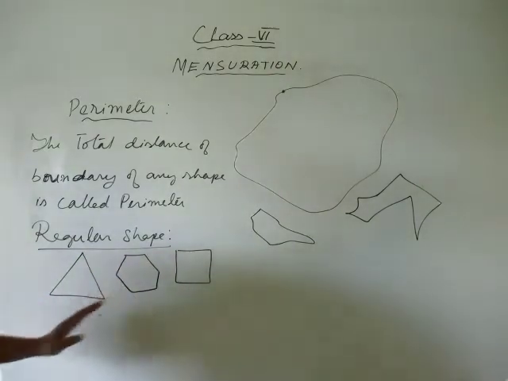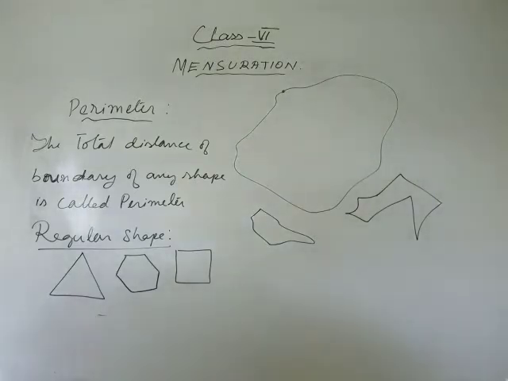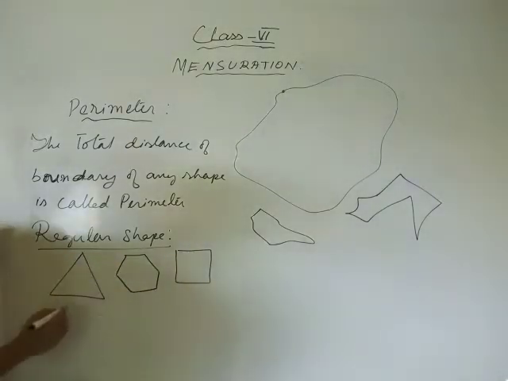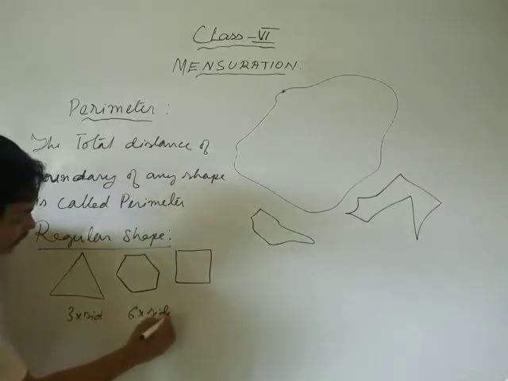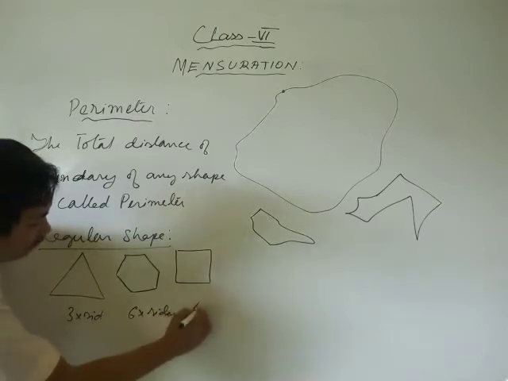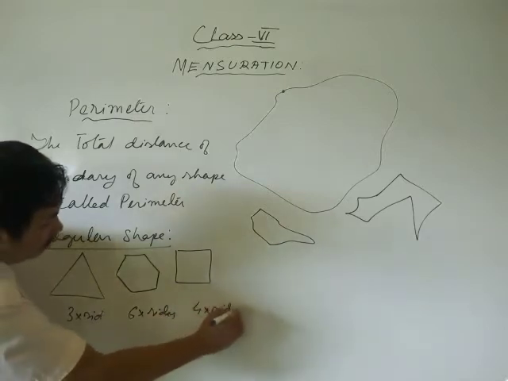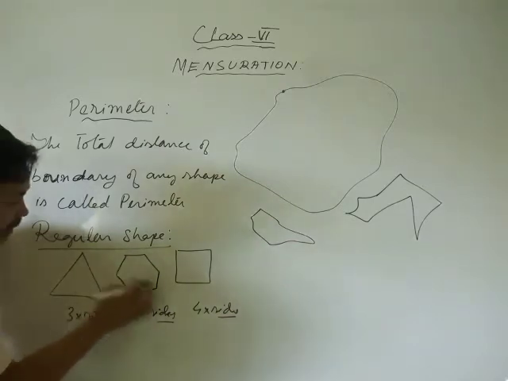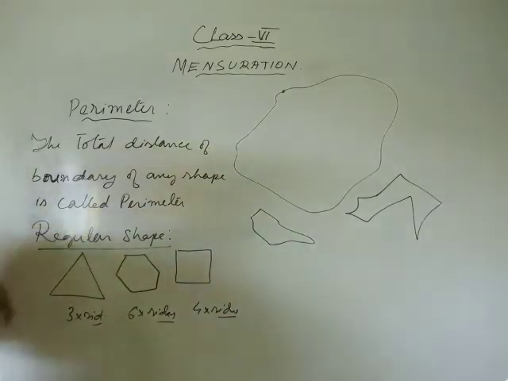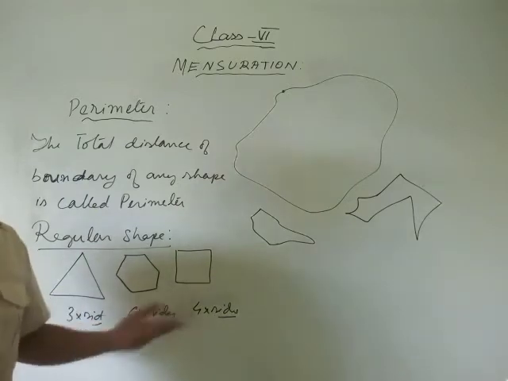So, the perimeter of regular shapes. My dear students, what we have to do is: here it will be 3 into side, here 6 into side, then here 4 into side, because all the sides are the same. So we have to multiply the side with the number of sides for regular shapes.